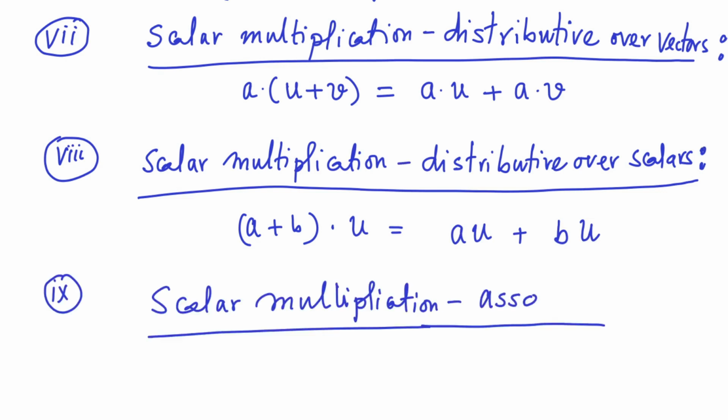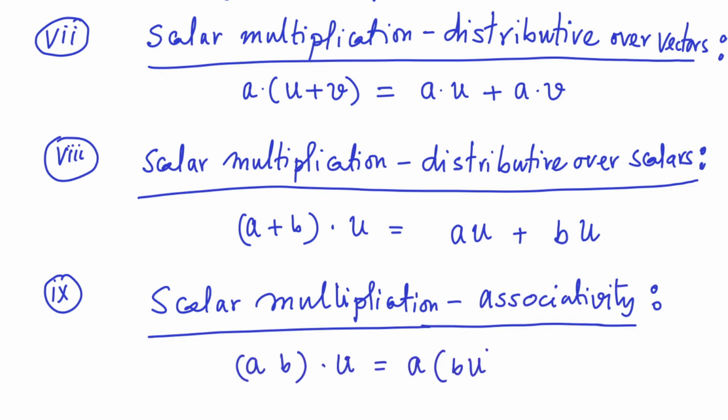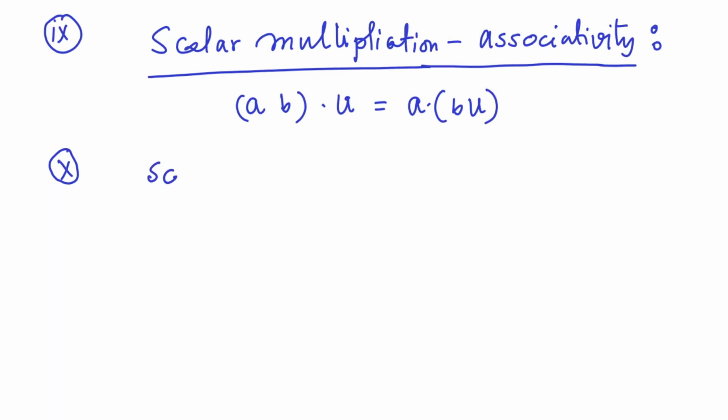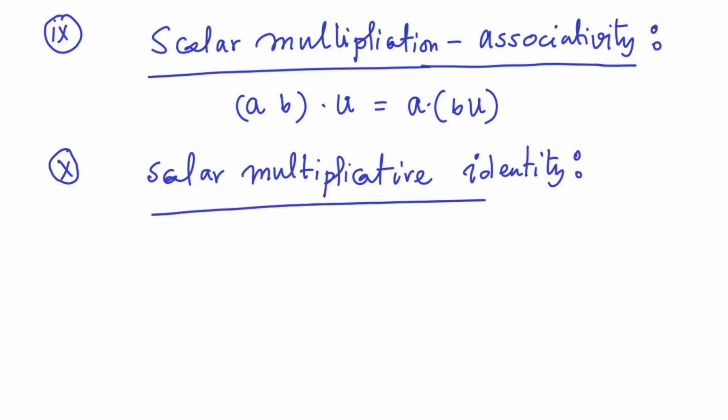The ninth property is known as the associativity of the scalar multiplication, which says that if you multiply two numbers first and then you multiply the resultant number to a vector, then the resultant vector should be no different than if you multiply the vector by b first and then you multiply the resultant vector by a. Finally, the tenth property is the so-called existence of scalar multiplicative identity.